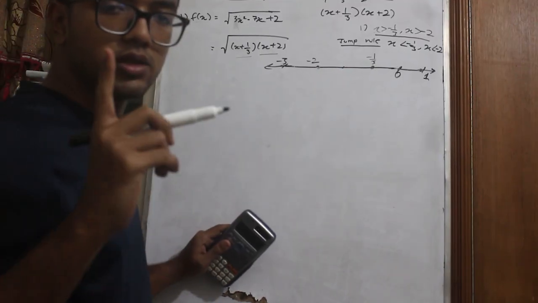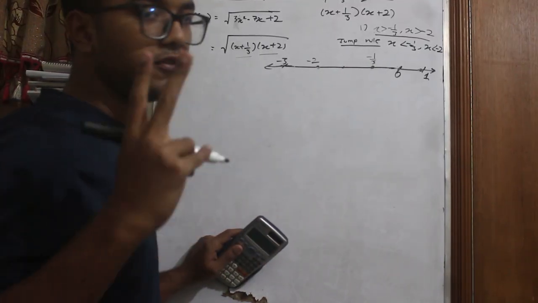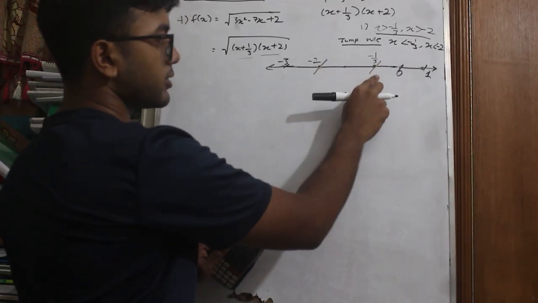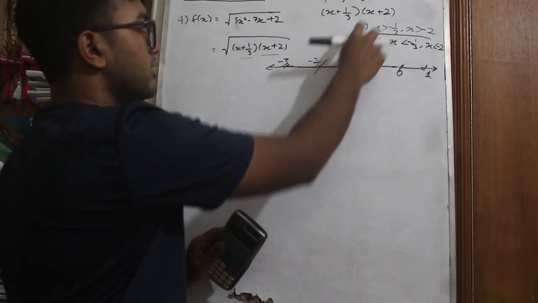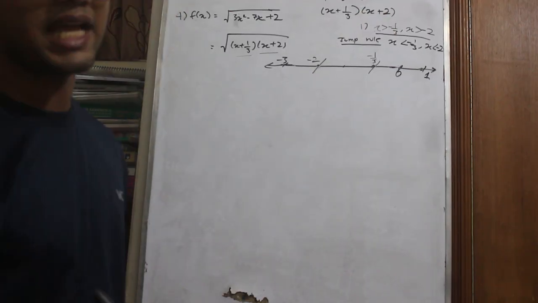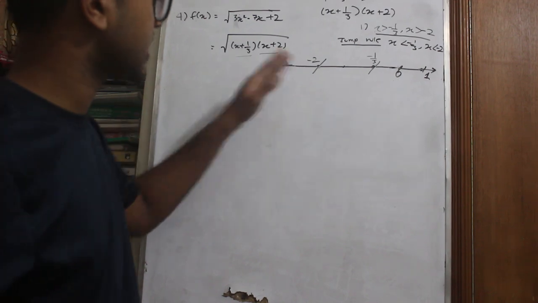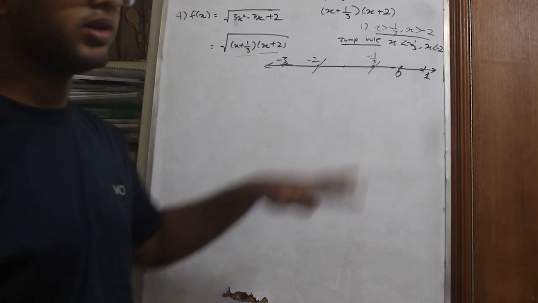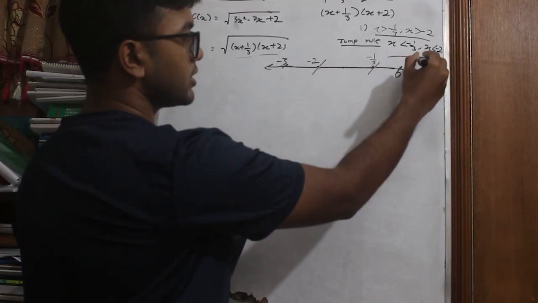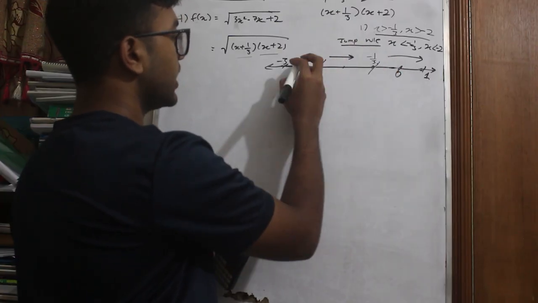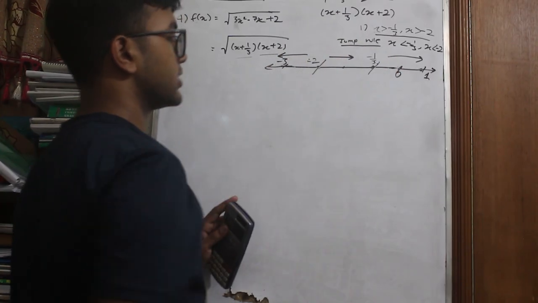We have taken two values here, and we're just going to put a line over them. So I put a line over minus 1 by 3 and I put a line over minus 2. Now what happened is that the whole number line is divided into 3 parts: the part where it's greater than minus 1 by 3, the part between minus 2 and minus 1 by 3, and the part that is smaller than minus 2.